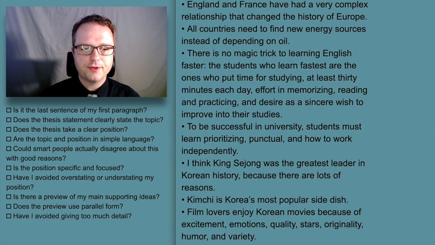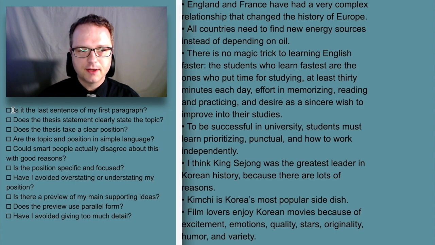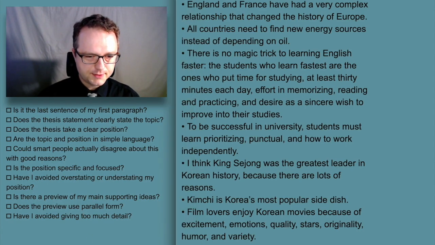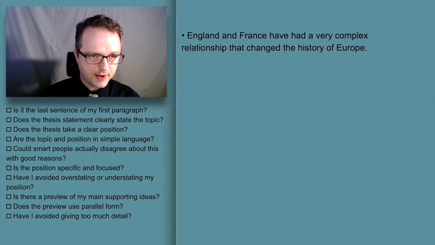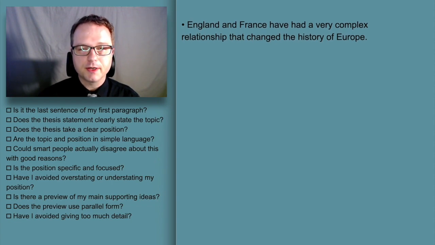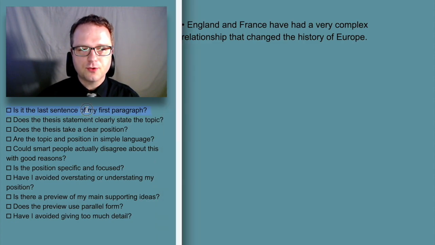So here are the thesis statements that are on the handout. Each one of them has problems, and we're going to go through each one and ask these 10 questions to see if the thesis statement has a problem and to figure out how to fix it. Okay, so the first one is: England and France have had a very complex relationship that changed the history of Europe. Let's go through. Last sentence, we're going to skip this question because we're looking at these sentences out of the context of a paragraph.